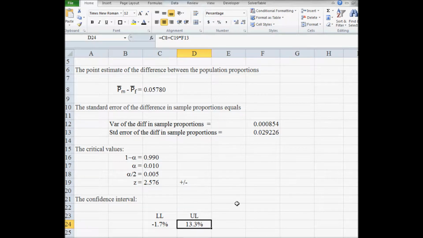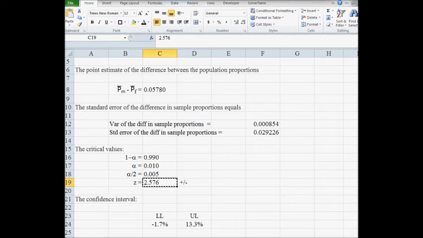So the confidence interval has a negative value and a positive value. Thus, we are 99% confident that the difference in proportions is in between a negative value and a positive value, suggesting that there is no difference. I'm going to copy these values back into Cengage Now so that we can complete the problem there.